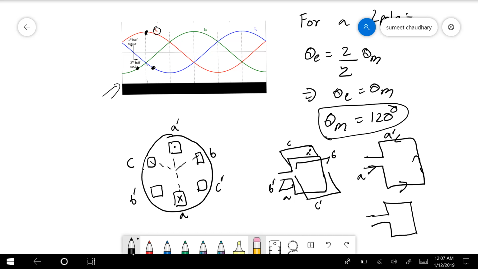What it means is that I would have a current entering at A dash and exiting from A. Similarly, you see your B and C both are negative. Therefore, I will have a current entering from B dash and exiting from B, and similarly I'll have a current entering from C dash and exiting from C.